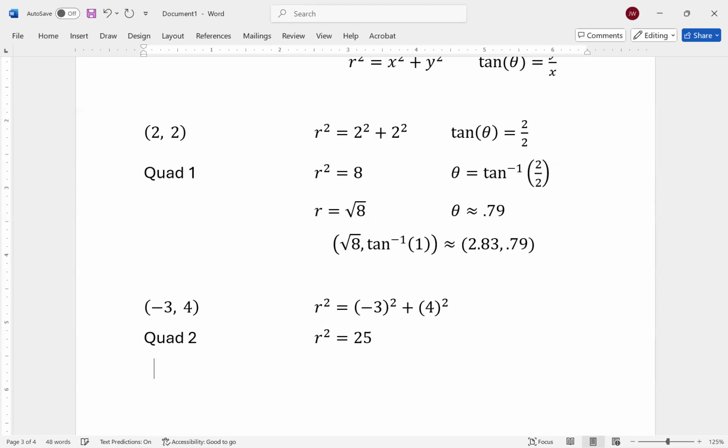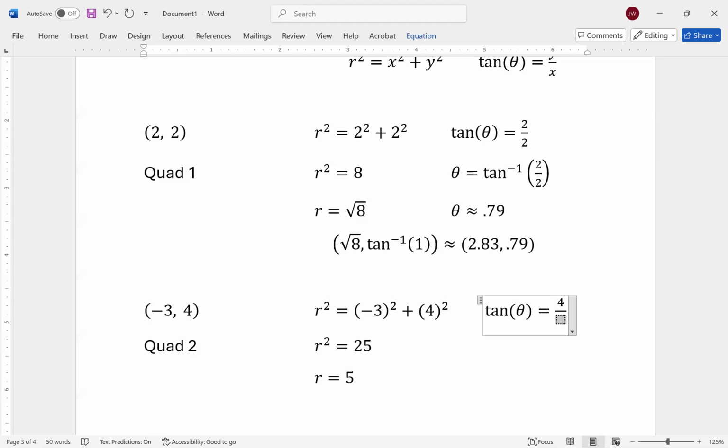So we're going to be using R equals 5. I tend to use the positive R value. Okay. Now, tangent of theta is going to be y over x. In this case, that's 4 divided by -3.